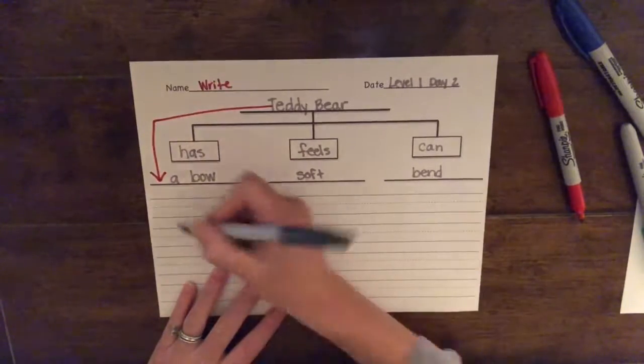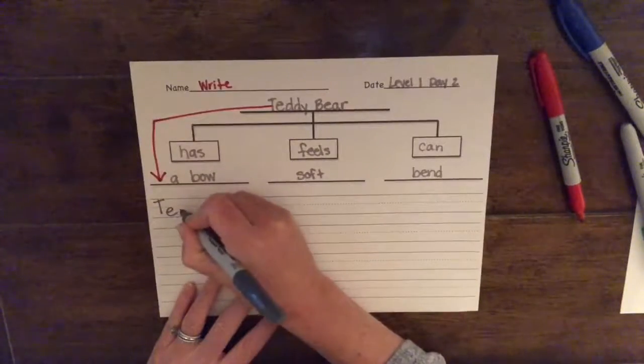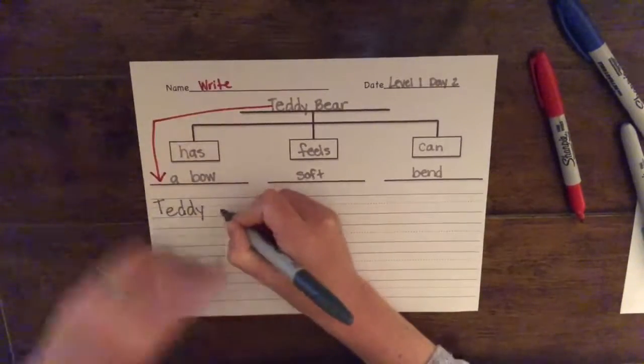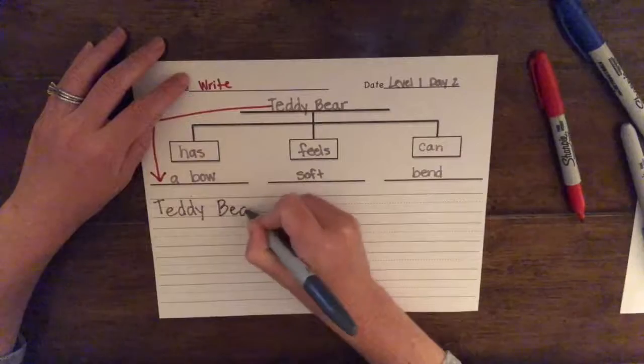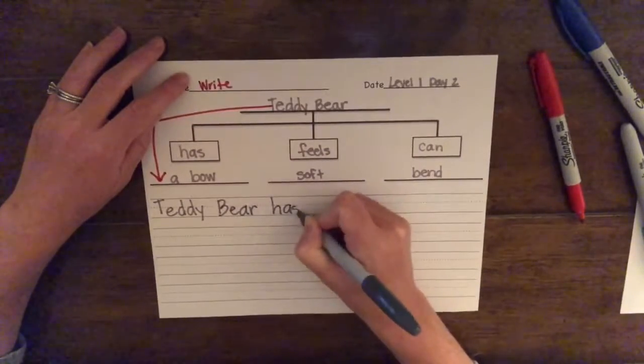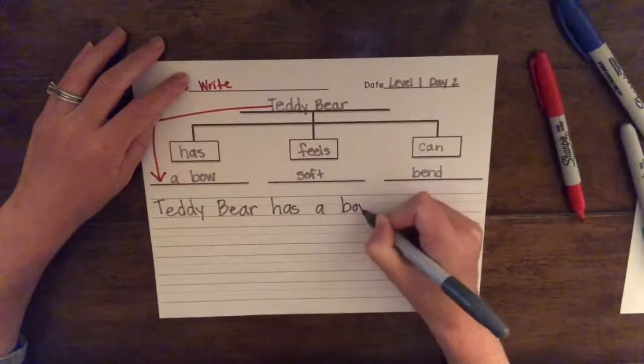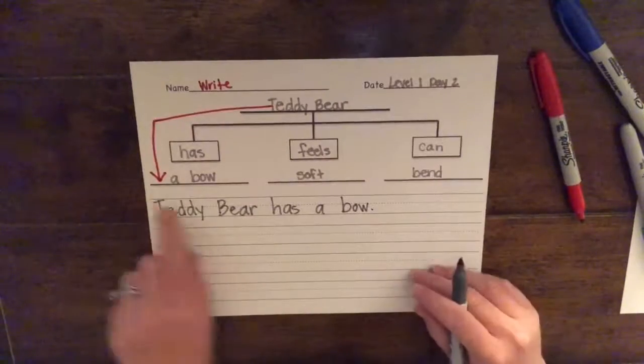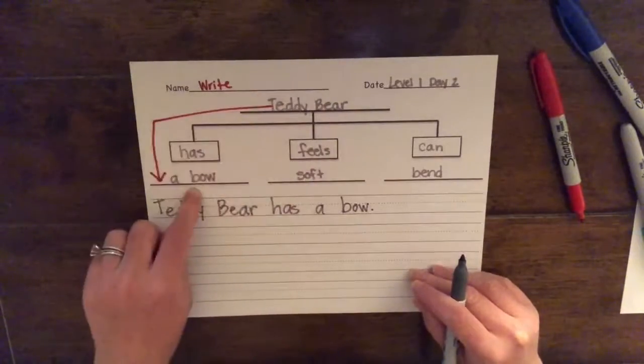So pretend I'm the learner. So as the learner, I'm writing teddy bear has a bow. And then, oh, nice job. I like how you started with a capital and you ended with a period, and you have all your ideas down.